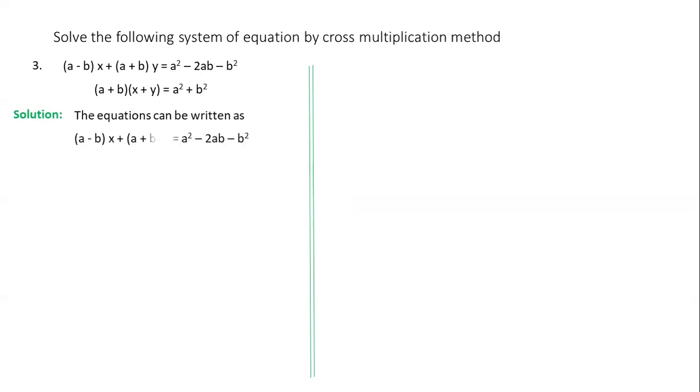Equation can be written as, the first equation, there's no change. The second equation, what we do, this A plus B into X plus A plus B into Y. I have just opened the bracket here. Okay. Now if you see A plus B into X, A plus B into Y. Now we are going to use our cross multiplication method.